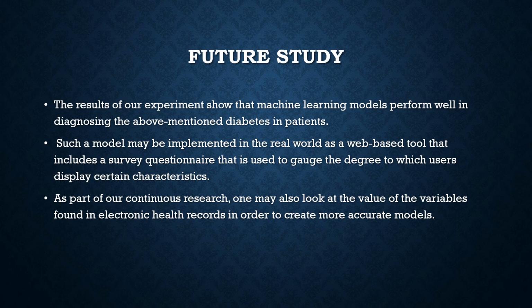Future work. The results of the experiment show that the machine learning models perform well in diagnosing the above mentioned diabetes in patients. Such models may be implemented in the real world as a web-based tool that includes survey questions used to gauge the degree to which users display certain characteristics. As a part of continuous research, one may also look at the values of variables found in electronic health records in order to create a more accurate model.